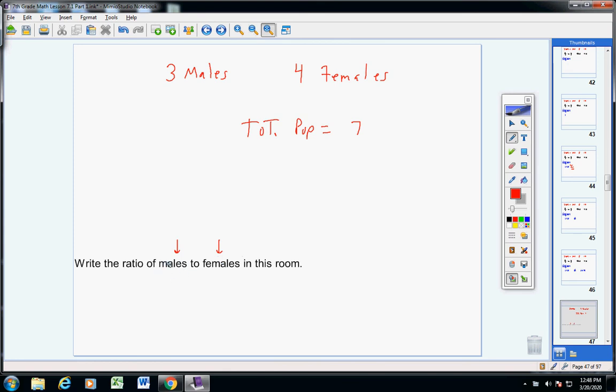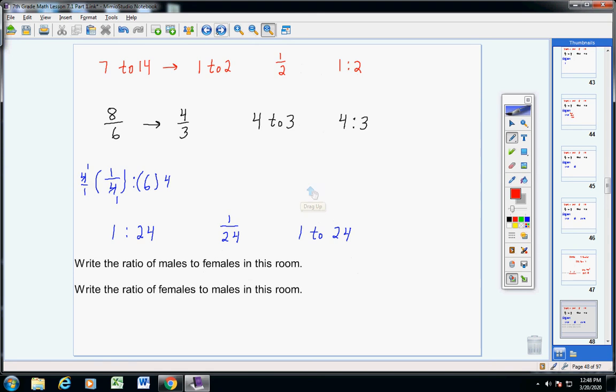Now males came first, so you put 3 first. Females came second, so you write female second, and you can use a colon, or you could use the word to, or you could write it like a fraction. However, if you turn these numbers around, that's wrong. You have to write the ratio in the order that it's given. So males to females, the 3 has to come first. Does that make sense?